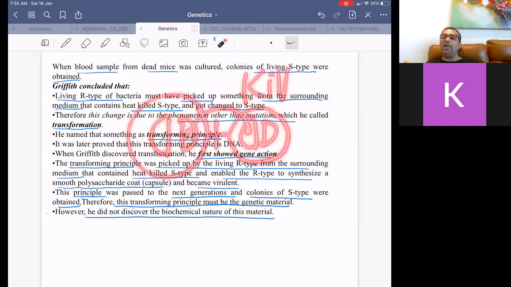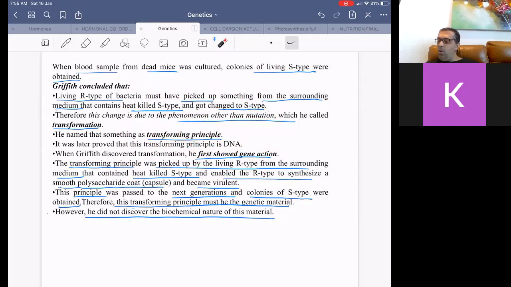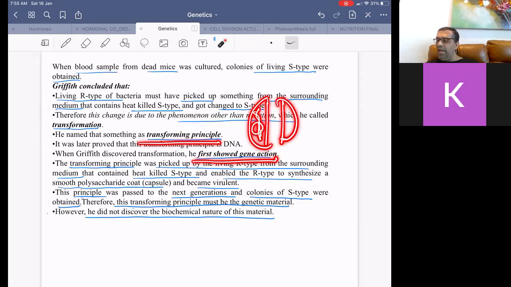That some particle Griffith did not know. He called it the transforming principle, and thus Griffith gave the first gene interaction. Griffith did not know what the transforming principle was, but we know that inside the killed S type there was DNA and within it the gene responsible for capsule formation.